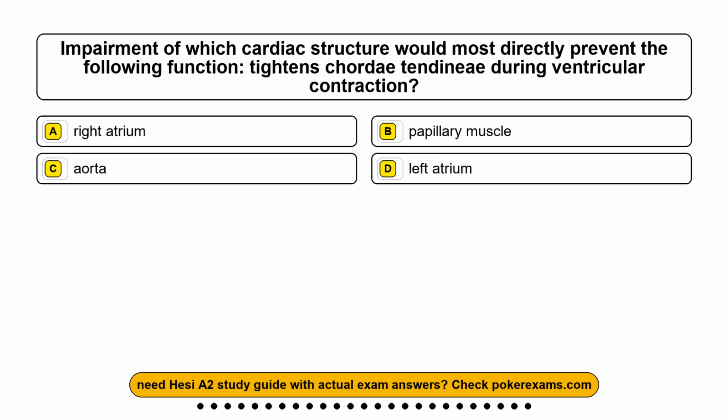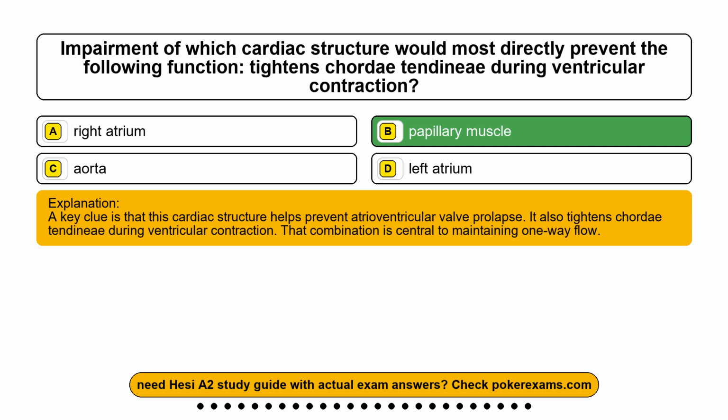Question 24. Impairment of which cardiac structure would most directly prevent the following function? Tightens chordae during ventricular contraction. Option A, right atrium. Option B, papillary muscle. Option C, aorta. Option D, left atrium. The correct answer is option B, papillary muscle.